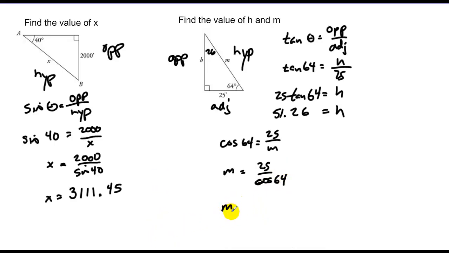Therefore, m is equal to 57.03, which again makes sense because it's bigger than the 51, which is opposite a 64-degree angle.